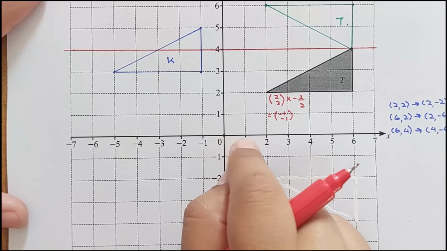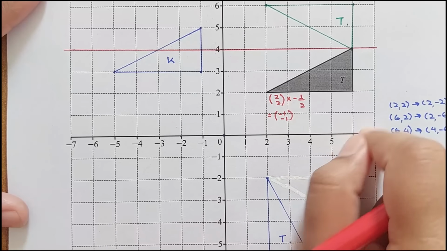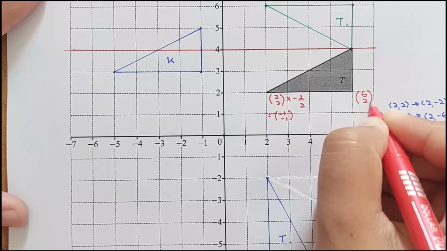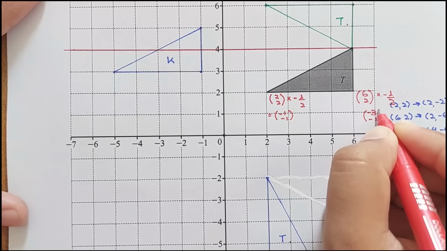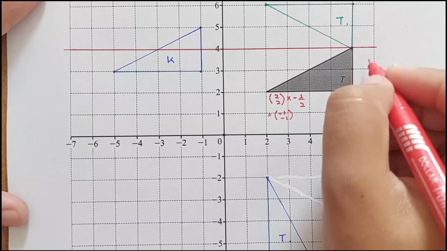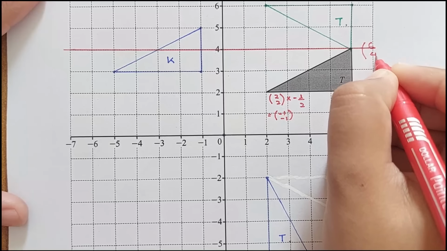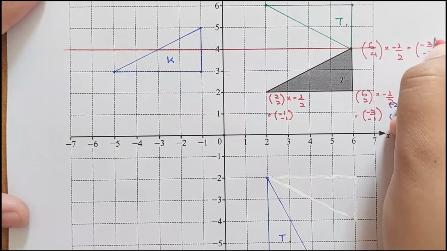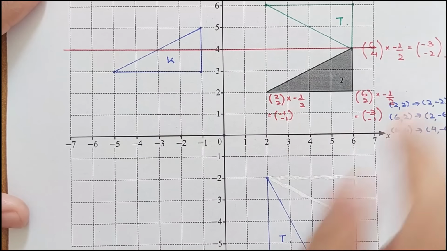Now for this coordinate, 1, 2, 3, 4, 5, 6, so 6 right and 2 up, times by the scale factor -1/2. So this is 2 times 3 is 6, so -3 and -1. Now this coordinate is 6 right and 1, 2, 3, 4 up, so 6 right and 4 up, times by the scale factor -1/2. So that is going to be (-3, -2).